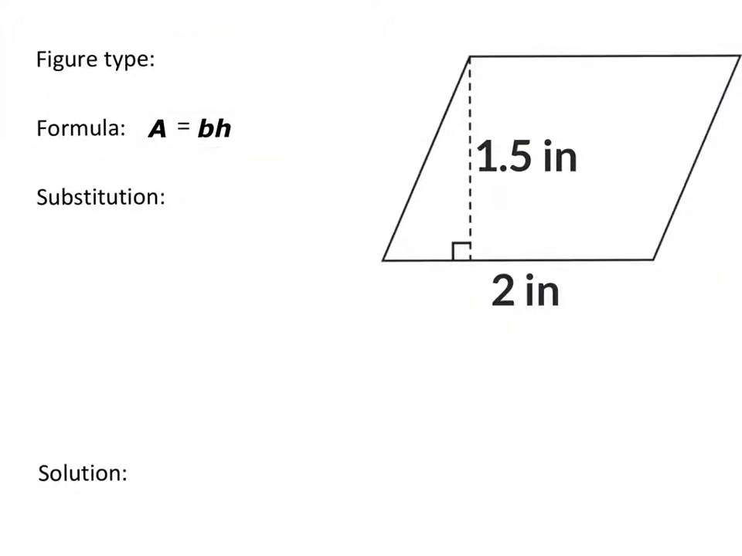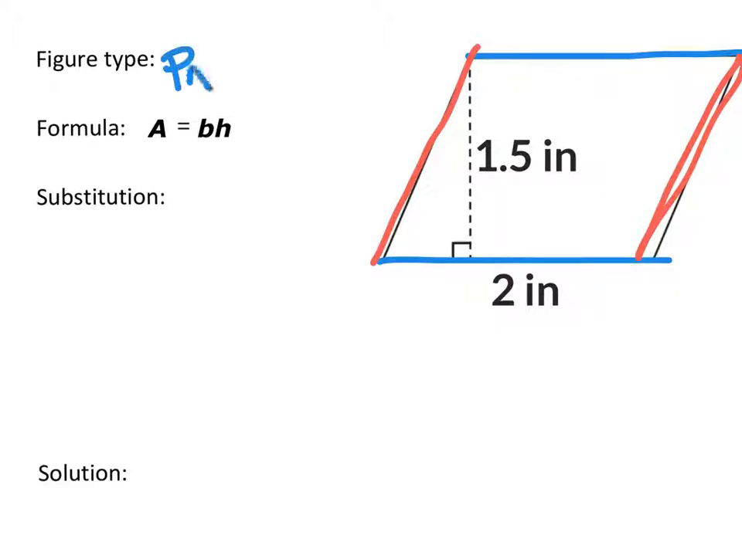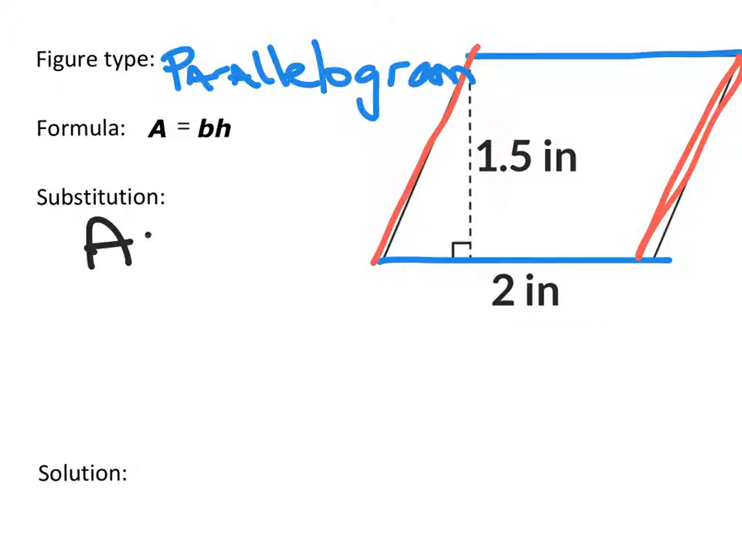In this next example, what's our figure type? Well, I see two sets of parallel sides, just like I did with the rectangle. Only this time, there aren't 90-degree angles. So rather than being a rectangle, this is a parallelogram. Parallelogram. Opposite sides are parallel. The formula to find the area of a parallelogram is the same formula we use for the rectangle. Area equals BH. So for substitution, we start with the formula and then we substitute.